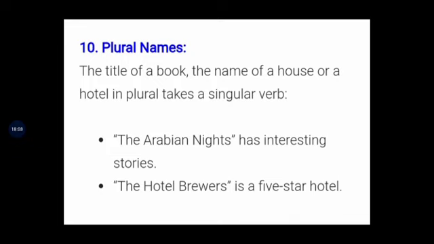The hotel Brewers is a 5-star hotel. So here it is the name of a hotel, the hotel Brewers. If we see the last letter of Brewers, S is there. But going by the last letter, we cannot take the plural form of the verb. Here we need to take the singular form of the verb. The hotel Brewers is a 5-star hotel.